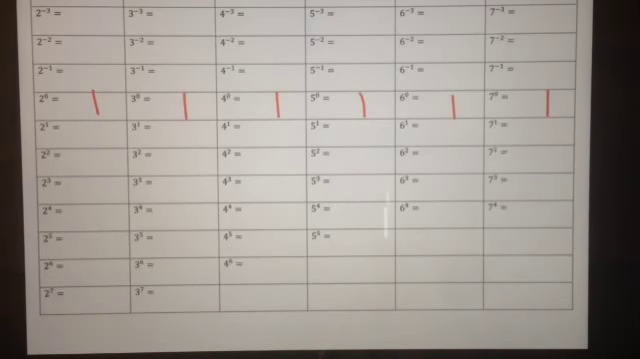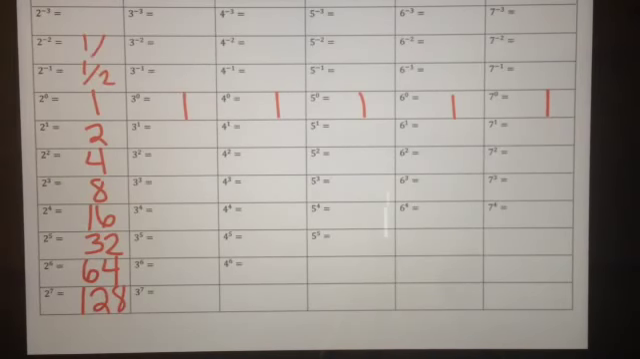2 to the second power is 4. 2 to the third power is 8. 2 to the fourth is 16. 2 to the fifth is 32. 2 to the sixth is 64. 2 to the seventh is 128. So all those values you can go ahead and fill in. When you start doing negative exponents, I don't know if you remember, but a negative exponent makes that number move to the bottom of a fraction. So 2 to the negative 1 is actually 1/2.